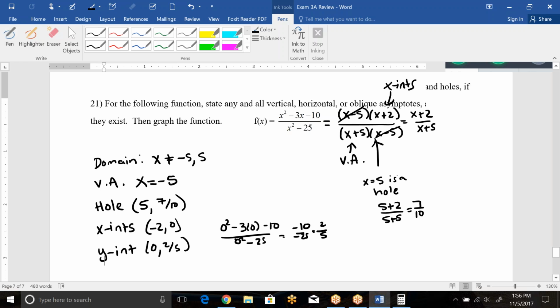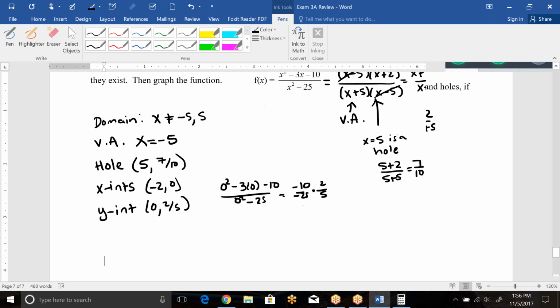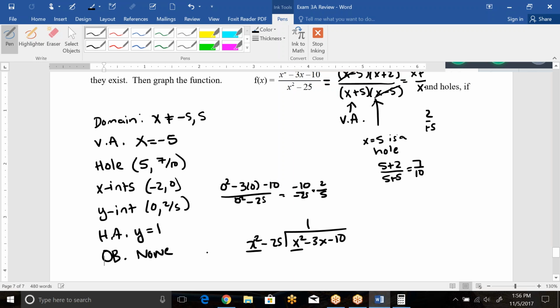Okay, so we also need our horizontal versus oblique. Which one do we have? And I think that's it. So we already did the hole. So if we look at horizontal versus oblique, because we can't have both, we try to do long division. So x squared minus 25 into x squared minus 3x minus 10. X squared goes into itself one time with no x's on top. If that happens, you don't need to go any further. It's a horizontal, and it is that value. So y equals 1. So there are no oblique asymptotes for that.